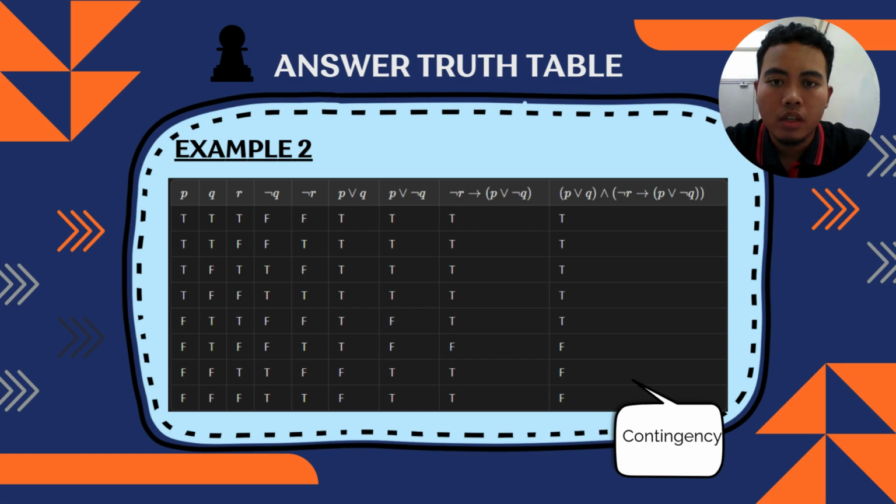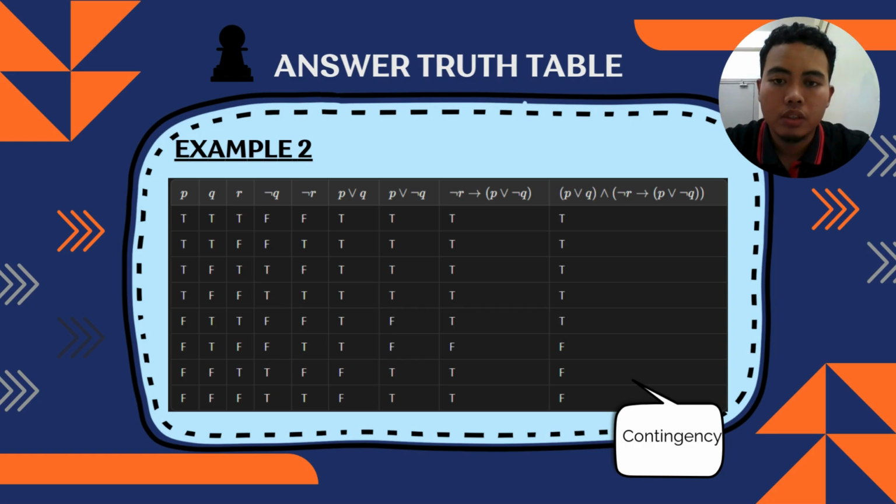Disjunction is also known as OR. It will be false only if both statements are false. But if just one statement is true, then it will still be true. Next, we list down the next part of the statement, which is P disjunction not Q, and it is the same as the previous statement. So we go to the next part of the statement, which is not R implies P disjunction not Q.